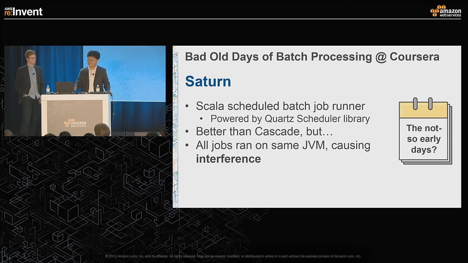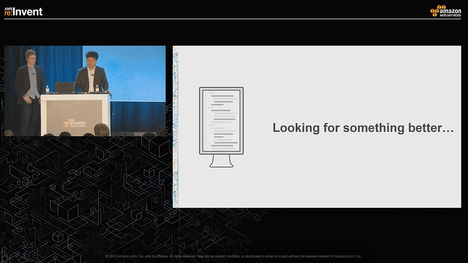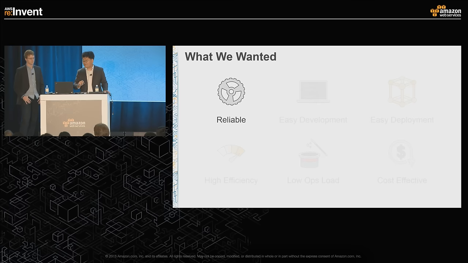For one, it has types. But then all jobs ran on the same JVM, which caused a lot of interference. For instance, a lot of our metrics reports start every hour at the top of the hour, and when you have 15 of these jobs starting at once on the same JVM, reports would take 20 or 30 times longer than they should, and again, this caused developers to be really, really unhappy. So we were looking for something better, and what did we want? We wanted six things.